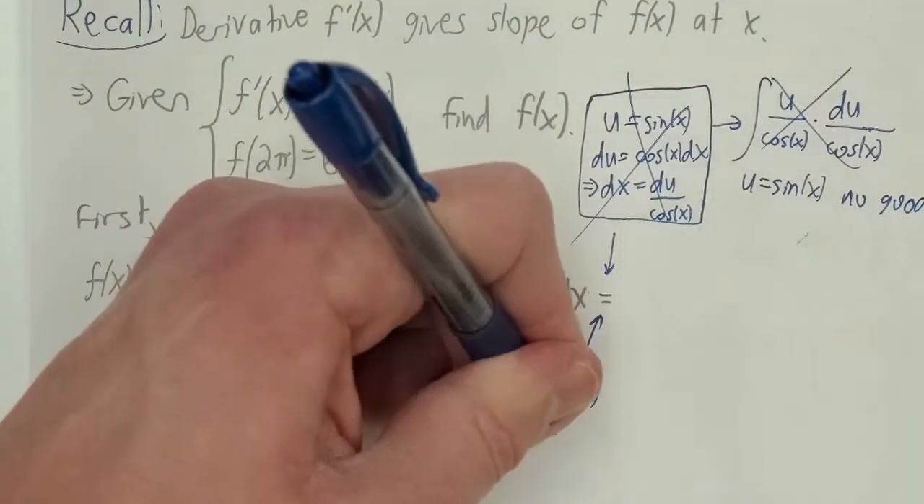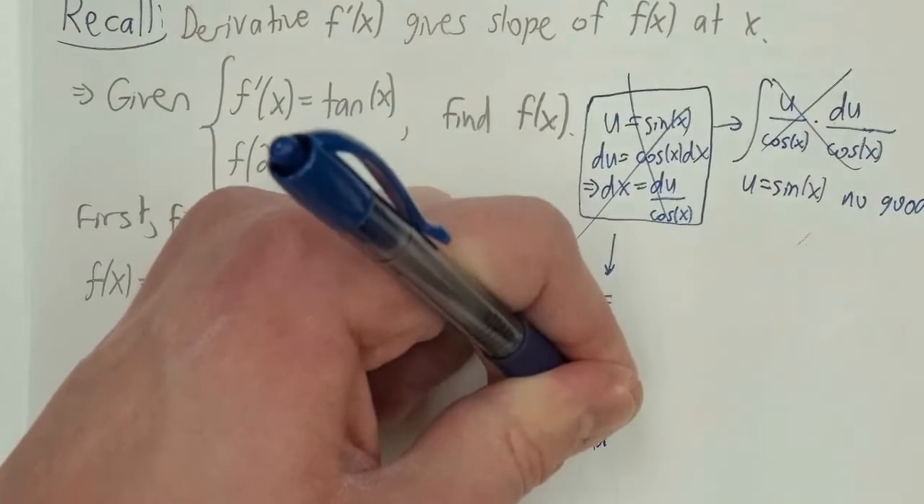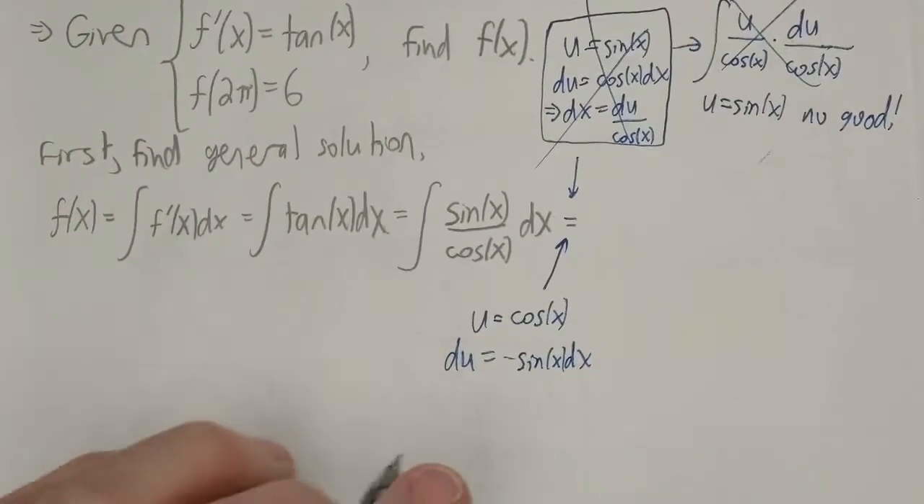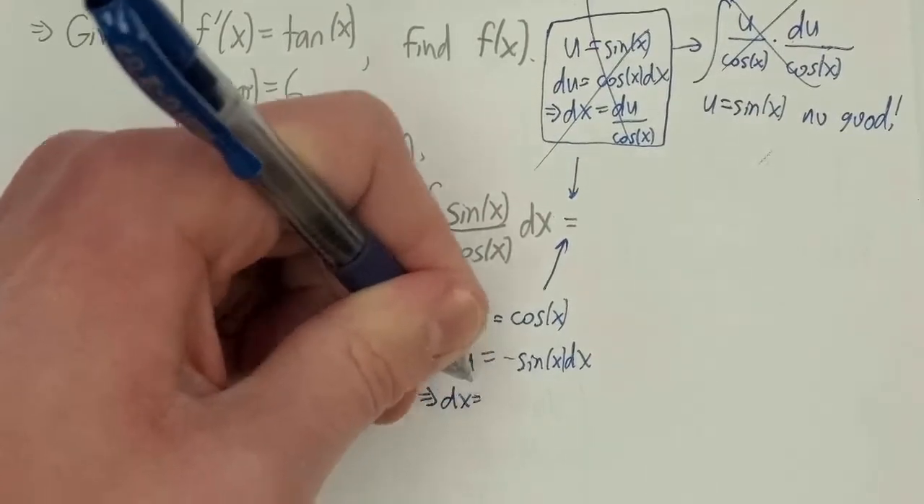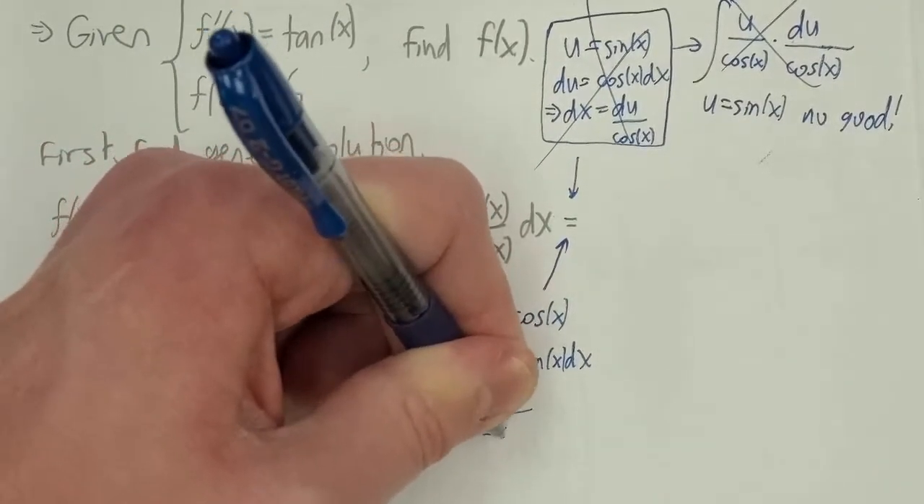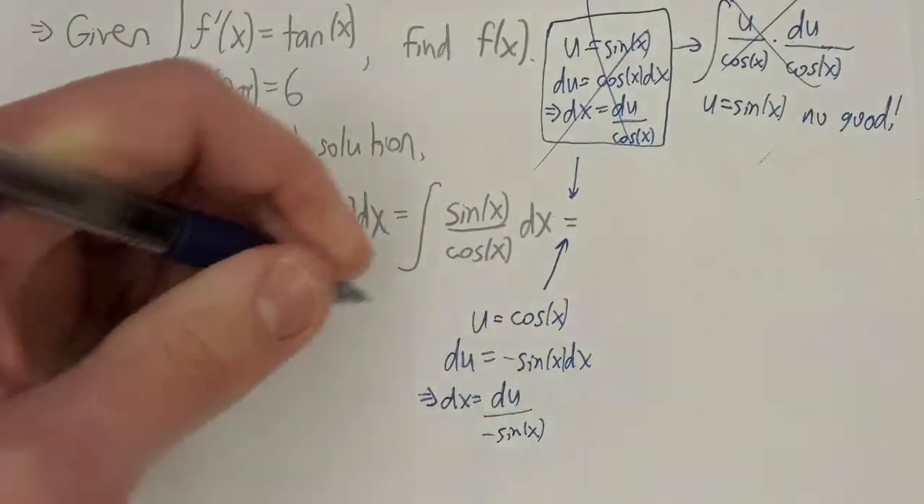Negative sine, good. Okay. So then if we go ahead and divide both sides by negative sine, we end up with dx is equal to du over negative sine of x.